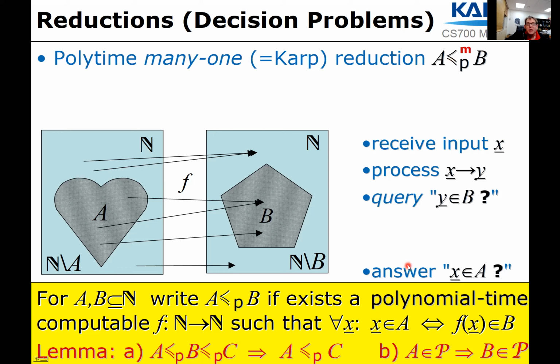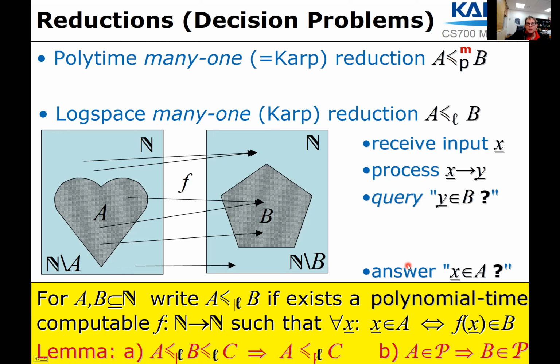Now, there are variants of this reduction. Like logarithmic space reduction, where the reduction function is required to be not just polynomial time computable, but even log space computable. So that's a stronger condition. That's a finer notion of reduction: log space many-one reduction.